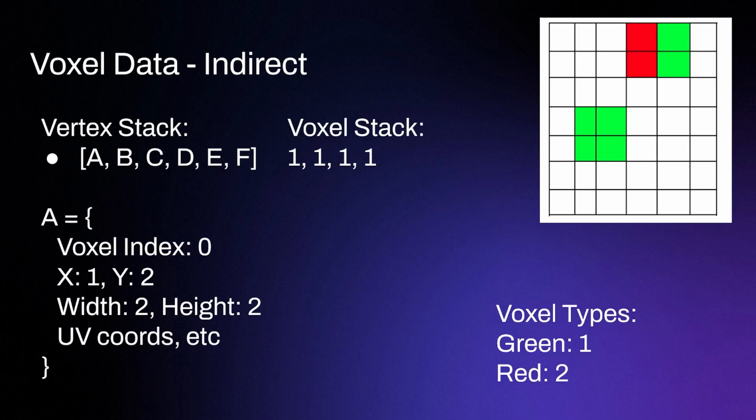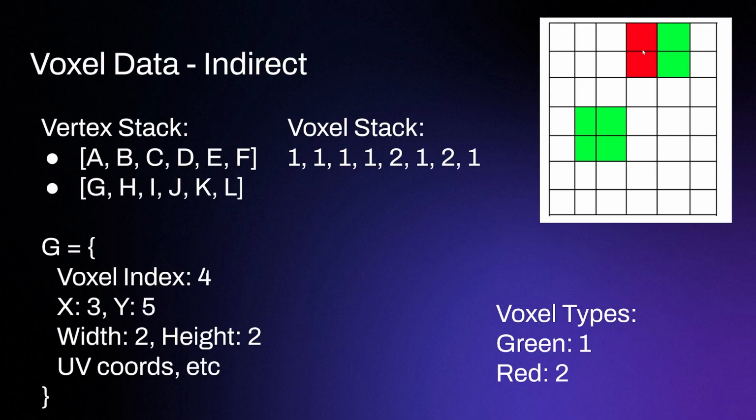In indirect meshing, we also maintain a voxel stack. So like before, we push the first quad, which is this 2 by 2 one here. And we're also storing the voxel index 0 because there's nothing inside the voxel stack at the moment. So we're just storing the size of it, which is 0. And then we're iterating over all the voxels inside the quad, and we're pushing their types to the voxel stack. So 1, 1, 1, 1, where green is 1 and red is 2.